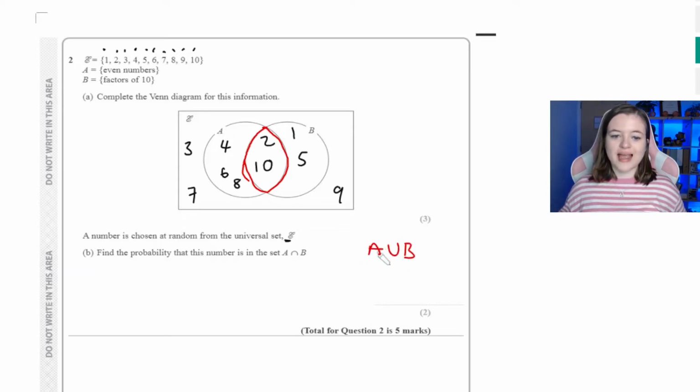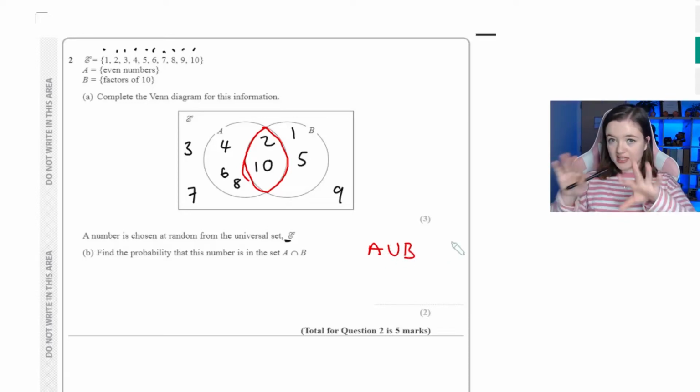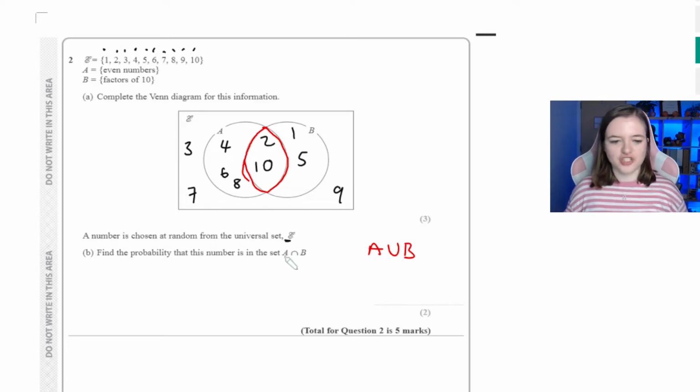So that means A union B. That's everything in A or B, so in either circle. And that one looks like a U for union. This one is the other one, intersection, with an N. It's sort of like an upside down U or an N shape. That's everything in the intersection, which is the middle bit.